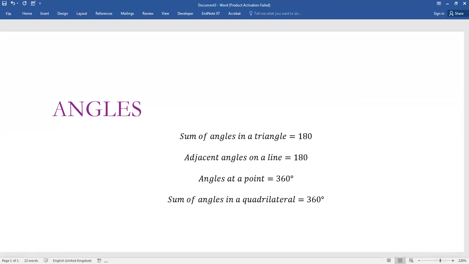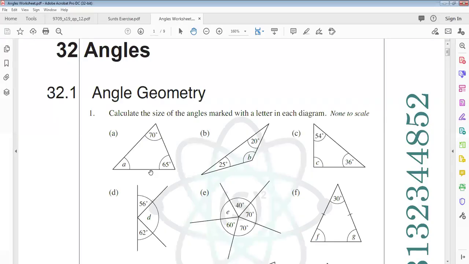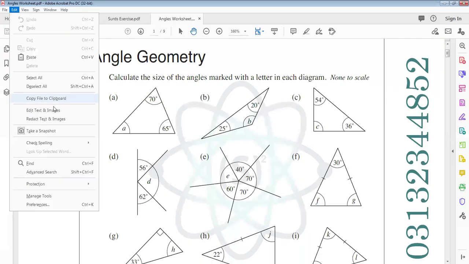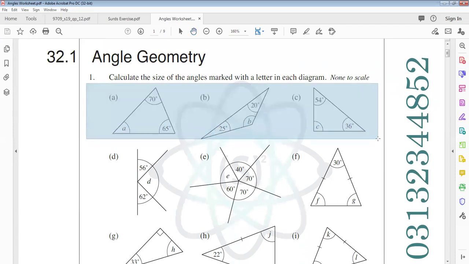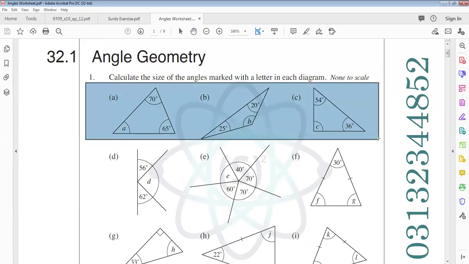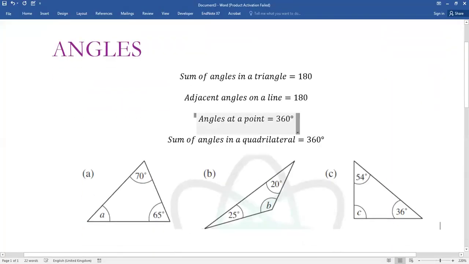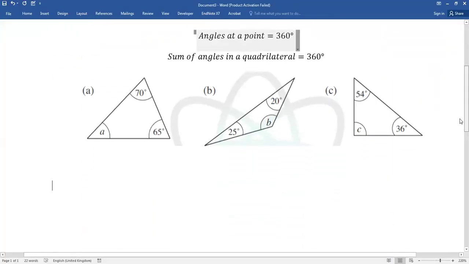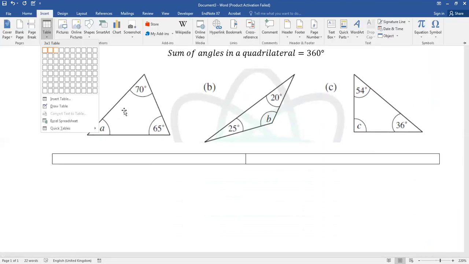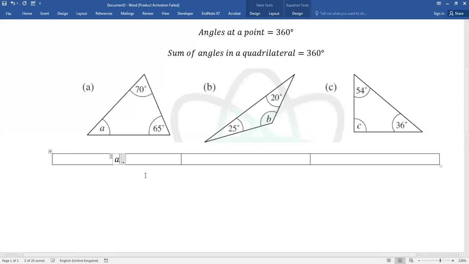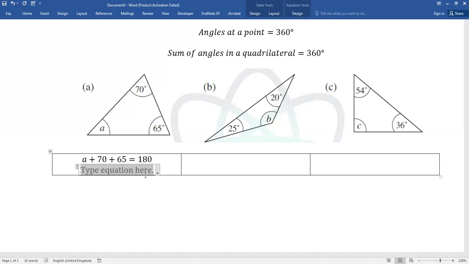Now moving on to a few questions. Remember, finding the angle through the longer way is always possible, but we try to find it through the shortest method so that we can learn and understand these properties, which is the ultimate objective of this topic. So if I were to find A in this one, how do I do that? A plus 70 plus 65 is 180 because it's the sum of angles in a triangle. So what is the value of A?